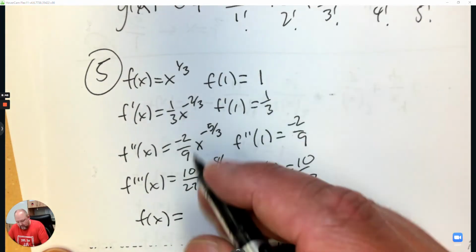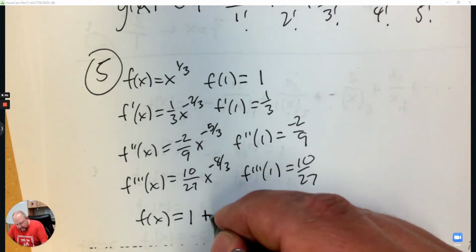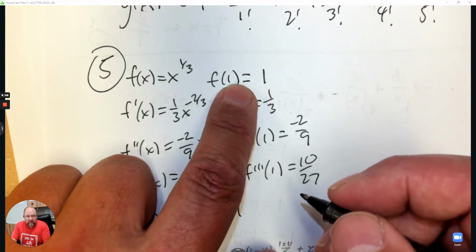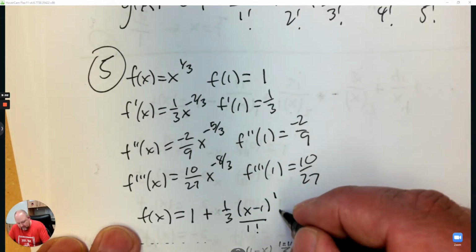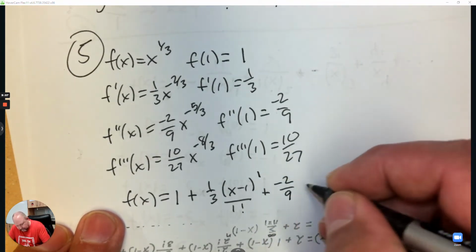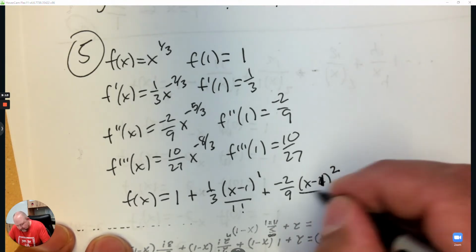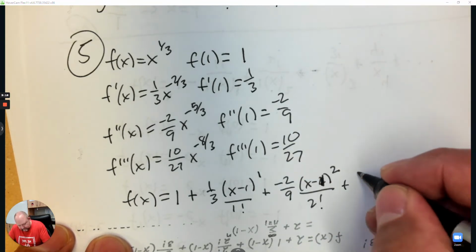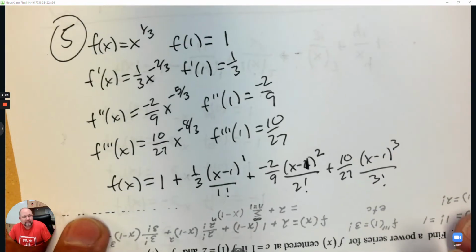So start with f at 1 is 1. They're not all positive value. The first two are positive. So then plus 1/3, and then the pattern. So this one's, because it's not 0, it's 1. So it's x minus 1 to the 1 over 1 factorial. Then the next one is negative 2 over 9. That's x minus 1 to the 2 over 2 factorial. The next one's 10 over 27. That's x minus 1 to the 3 over 3 factorial. And there it is.